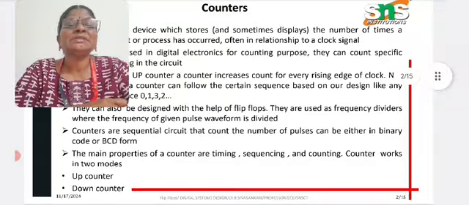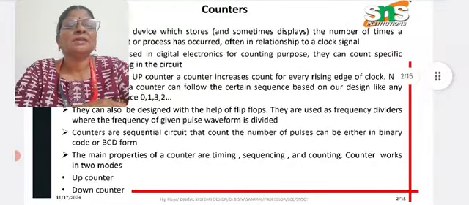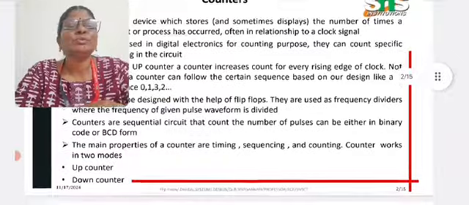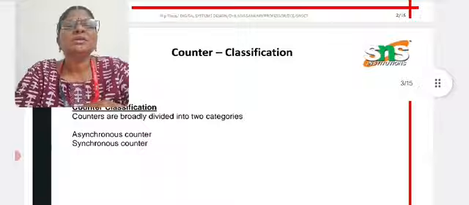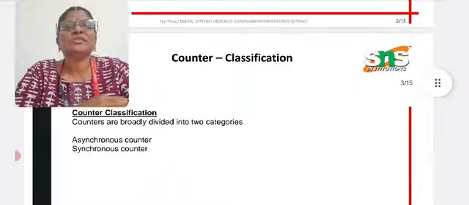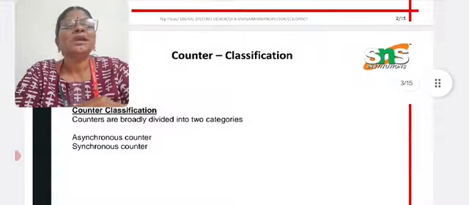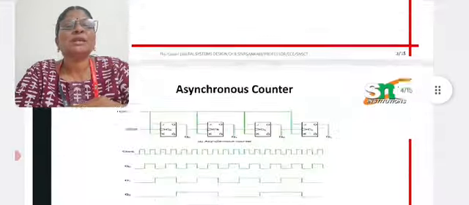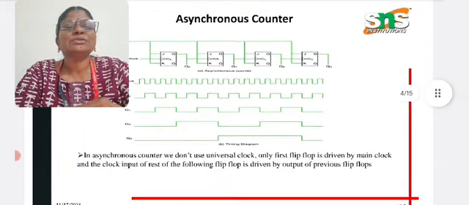The main properties of a counter are timing, sequencing, and counting, and a counter works in two modes: one is up counter and the other is down counter. So these are the classifications of counter. Counters are broadly divided into two categories: one is asynchronous counter and the other is synchronous counter. We should know what an asynchronous counter is.